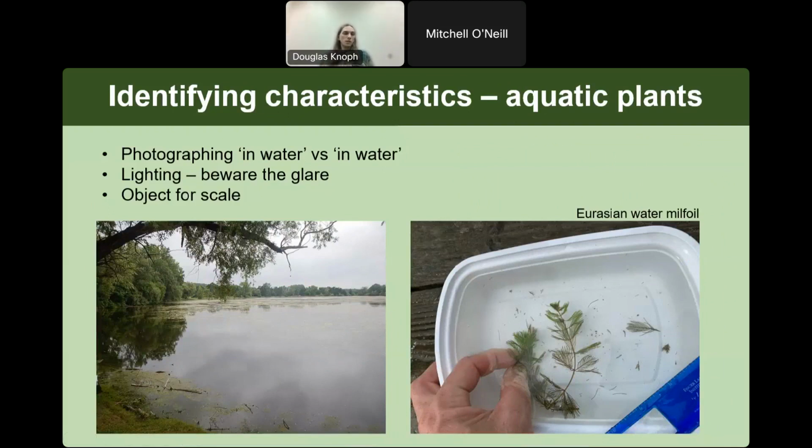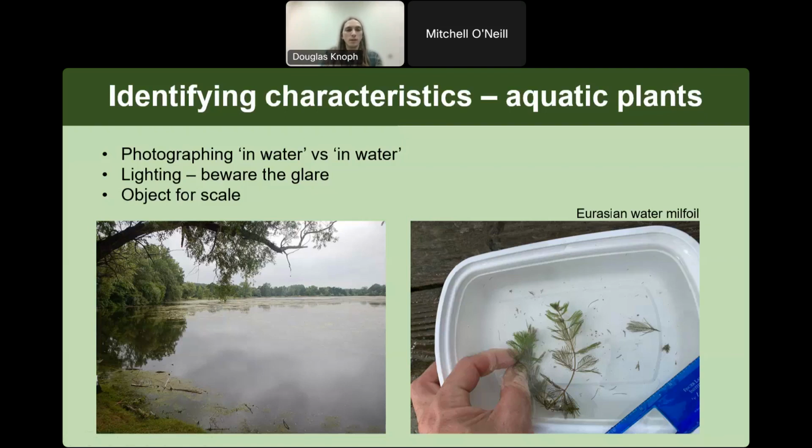So the main thing that we want to highlight for taking photos of aquatic plants is that there's a big difference between taking a photo of a plant in water versus taking a photo of a plant out of water. The picture on the left and the picture on the right were both reported to iMapInvasives as Eurasian water milfoil. Only one of them gets confirmed though, because you can only actually see one of them. And I'm fully convinced that there is a large population of milfoil right under the surface here, but the problem is you can't see any of it. Lighting becomes a lot more challenging when you're trying to take a photo in water.